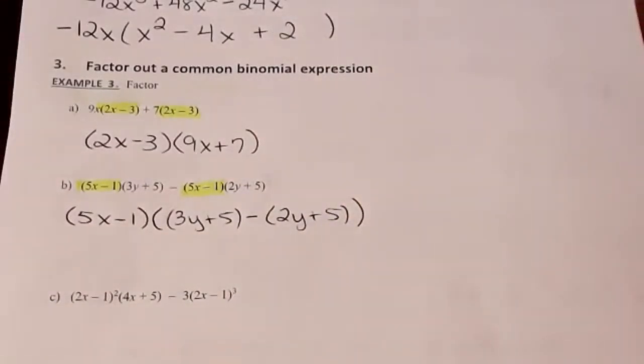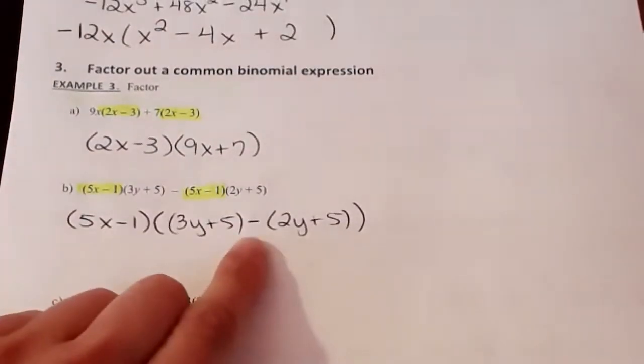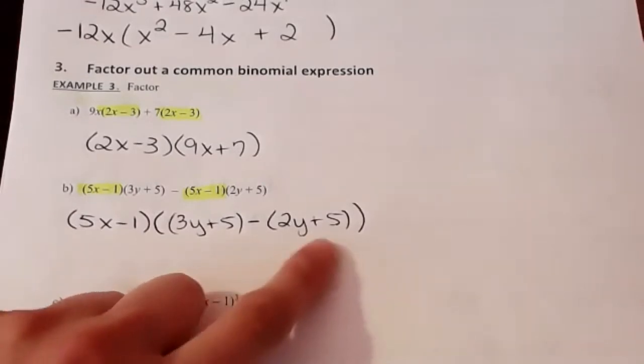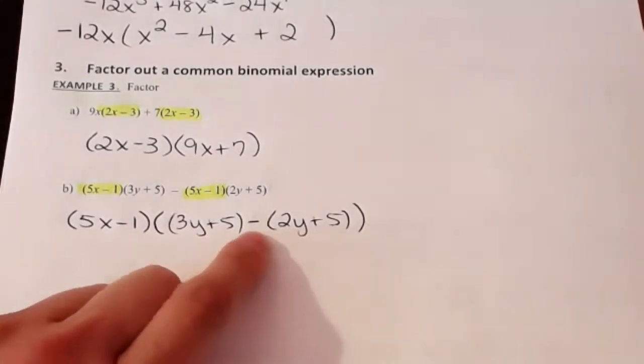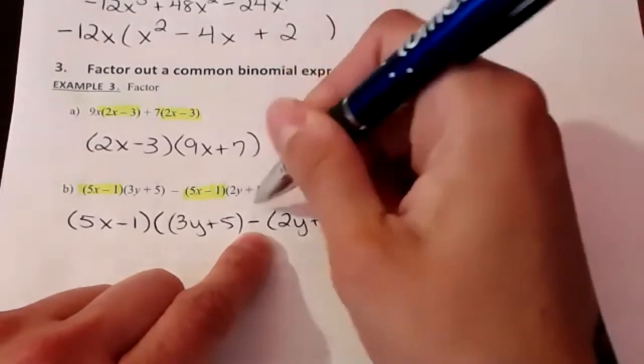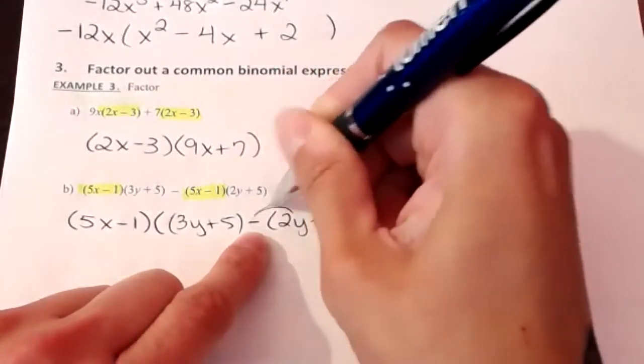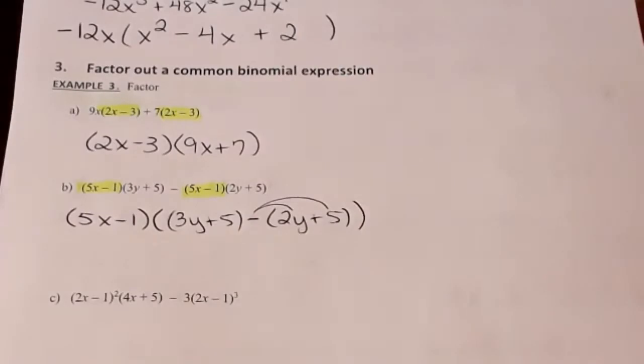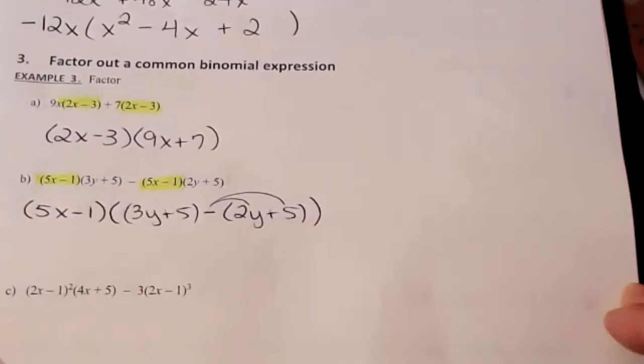Check this out. So if we truly did factor out that 5x minus 1, look what was left. A 3y plus 5 minus a 2y plus 5. What I do want you to notice is that it was incredibly important to put the minus here and to keep the parentheses around the 2y plus 5, because when we actually subtract polynomials, we have to distribute that sign to open things up.